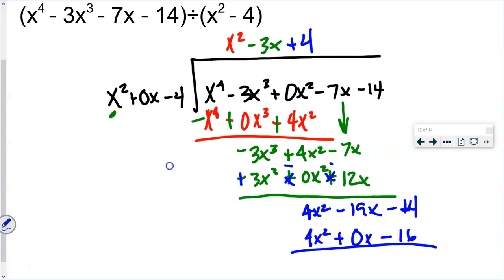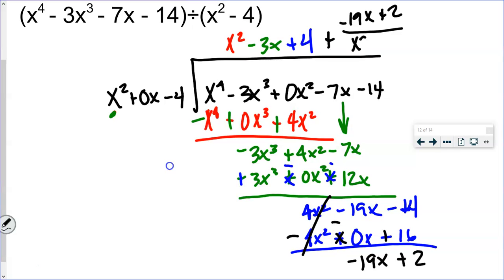Recalling again that we're changing all these signs, right? So that's going to be a minus, that's going to be a minus, not that it matters, and that's going to be a plus, okay? So these go away, and we get negative 19x. Negative 14 plus this, that's plus 2, right? I'm just trying to see if that was my right remainder. Yeah, so this is negative 19x plus 2 over my x squared minus 4.